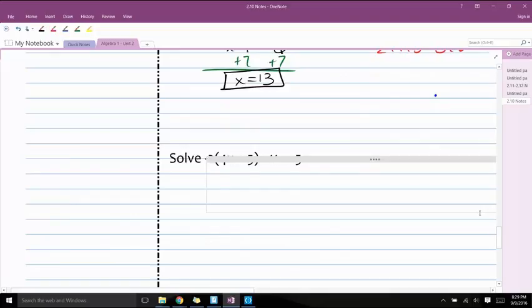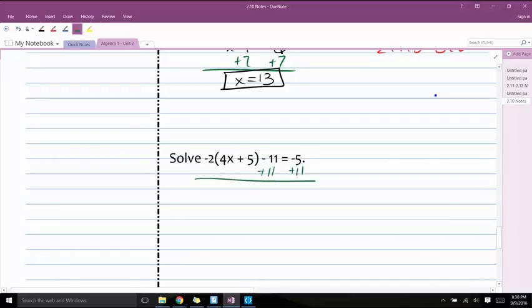Again, you can do it a couple of different ways. I'd recommend trying my approach, at least see how you feel about it. And then when you come back, we'll check it. Okay, so my approach, I'm going to slowly unravel everything outside. So I'm first going to get rid of my negative 11 by adding 11 on the left, which means I add 11 on the right. Then I'm going to have negative 2 times the quantity of 4x plus 5 equals 6.